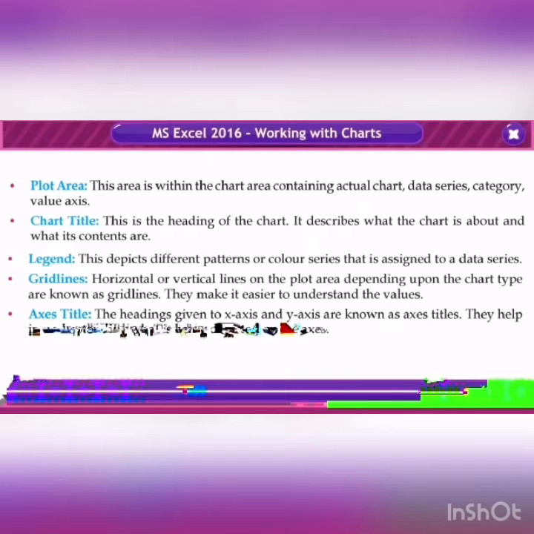Legend. This depicts different patterns or color series that are assigned to a data series. Grid lines. Horizontal or vertical lines on the plot area, depending upon the chart type, are known as grid lines. They make it easier to understand the values. Axis title. The headings given to the x-axis and y-axis are known as axis titles. They help in understanding what is being depicted on the axis.